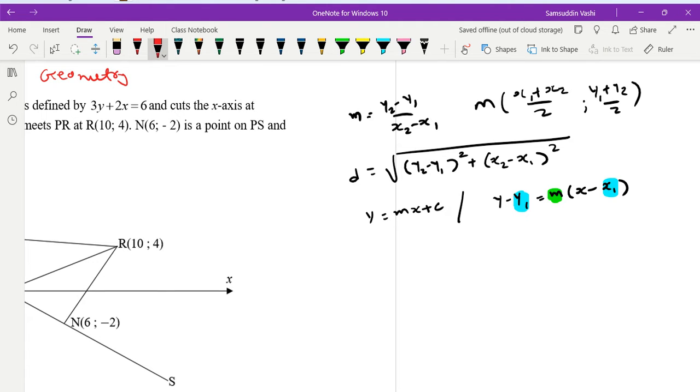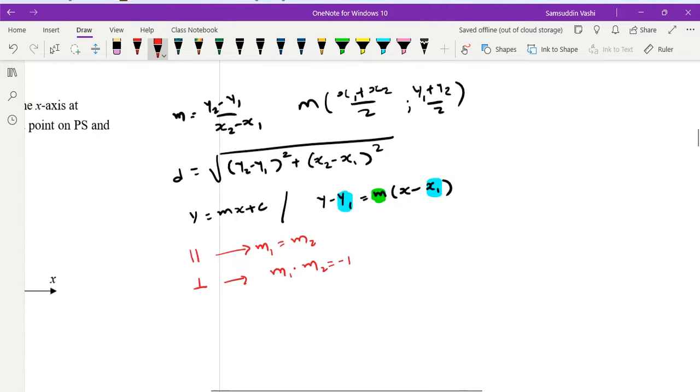Okay. Then something related to parallel lines. What is it? M1 equals M2. Two gradients are equal. Parallel line gradients are equal. Then the perpendicular line, the multiplication of their gradients should be minus 1. Only those are the formulas you have, right? Related to a general calculation.